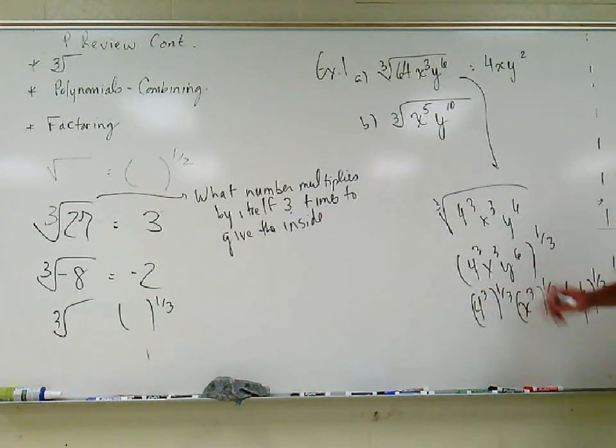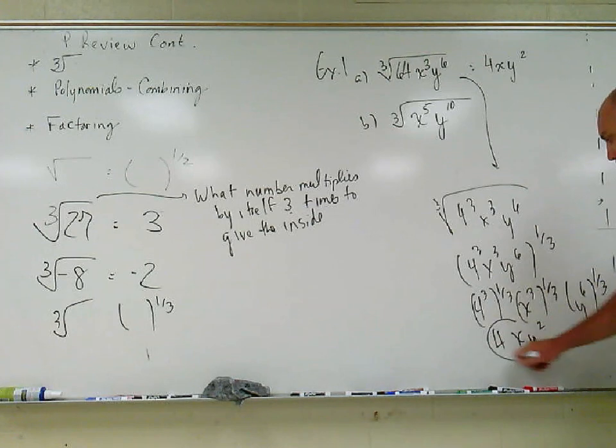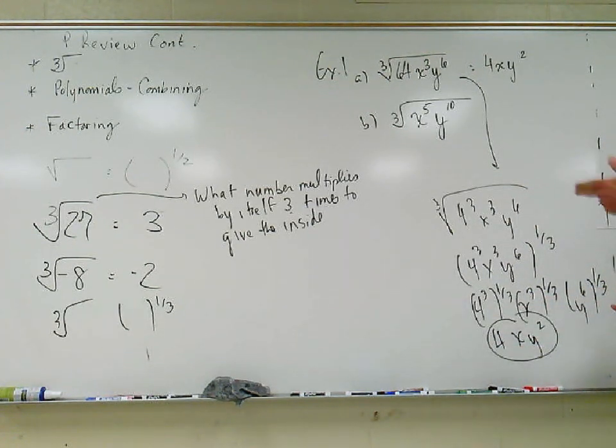Multiply 3 times a third. What's going to happen? Cancel. I'm just showing you one way you could do it. You don't have to do this. 4x, those cancel, 6 over 3, there's your 2, and there's how you get it. That's one way to get it. Or you're just looking at what times what times what gives you y to the 6th, y squared. Either way you can do it.